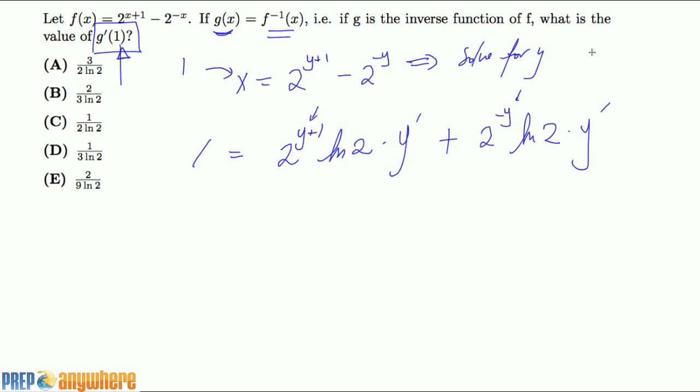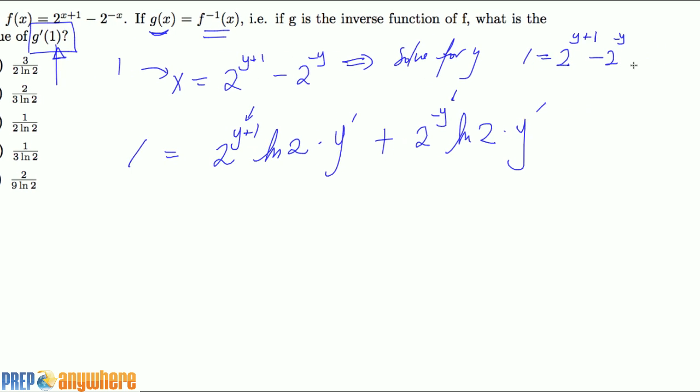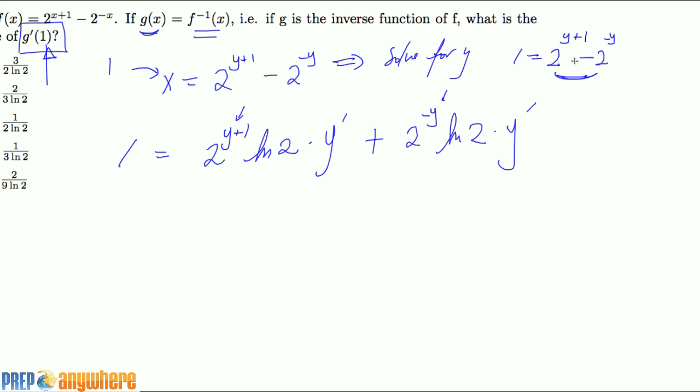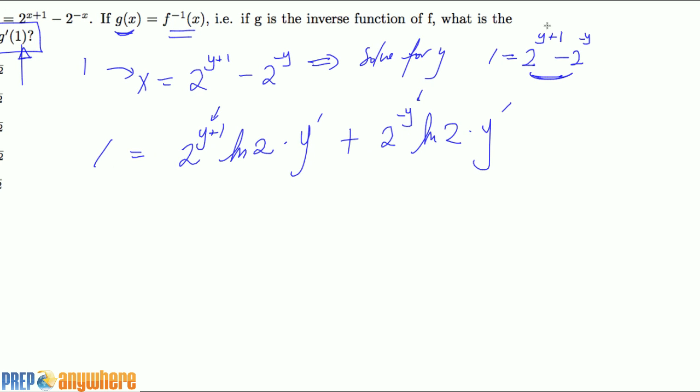So you get 1 is equal to 2 to the power of 2y plus 1 minus 2 to the power of minus y. And I want the difference between these two to be 1, so I can see that if I do guess and check, it's going to be 0. But we could factor out 2 to the power of minus y, and you get 2 to the power of 2y plus 1 minus 1.